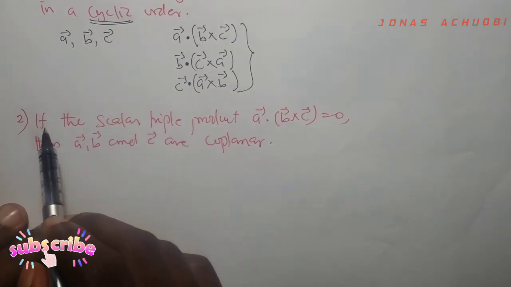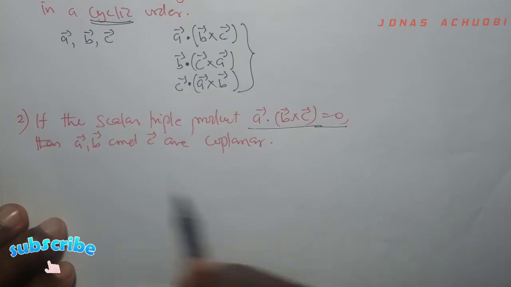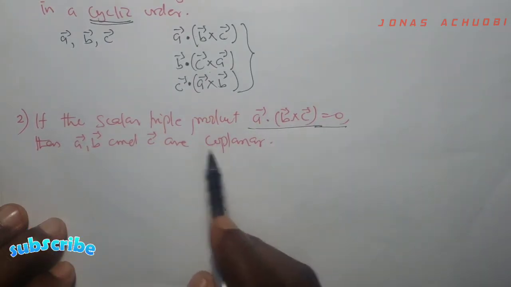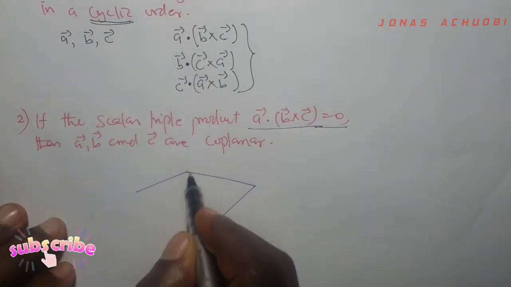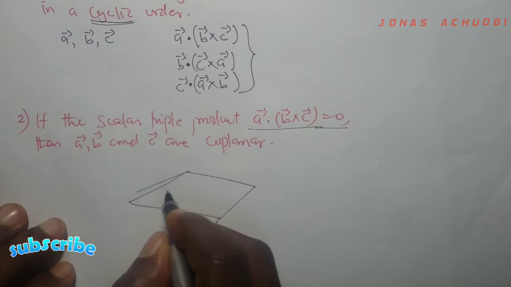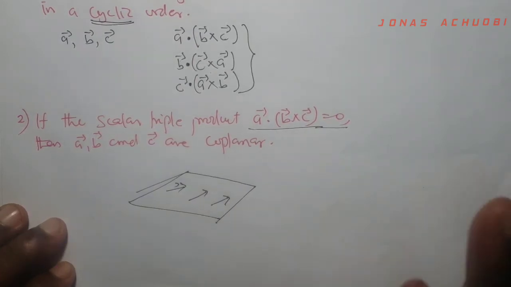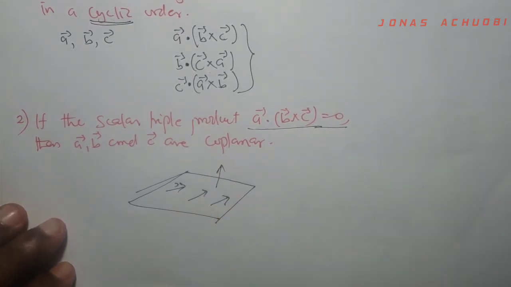Number 2, if the scalar triple product is equal to 0, then it will mean that the 3 vectors A, B, and C are coplanar. Coplanar simply means that they lie on the same plane, something like this. So we have vector A, vector B, and vector C. They are on the same plane. Otherwise, they will be on different planes. We'll talk about planes probably in the next 3 videos.